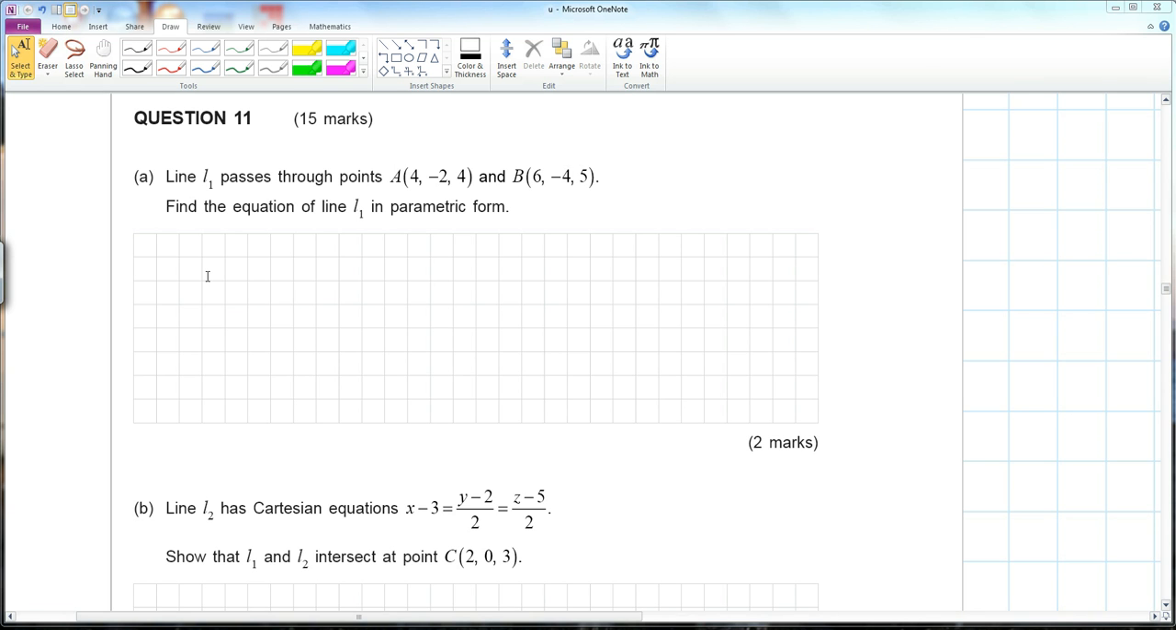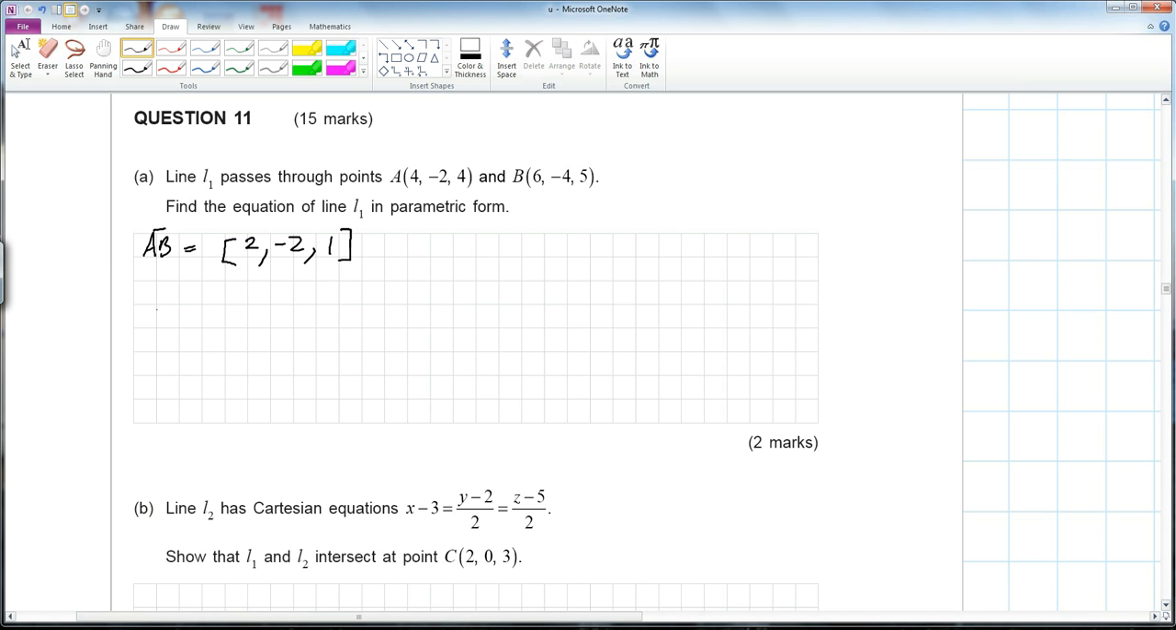Okay, I'm now going to look at question 11. So question 11 is a vectors question. The first part is finding an equation of a line. So we want to find the vector AB. This will give us a direction vector: 2, minus 2 and 1.